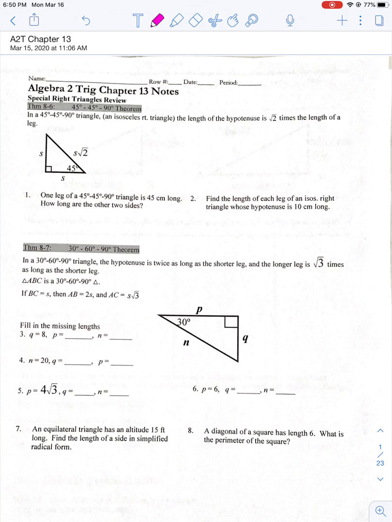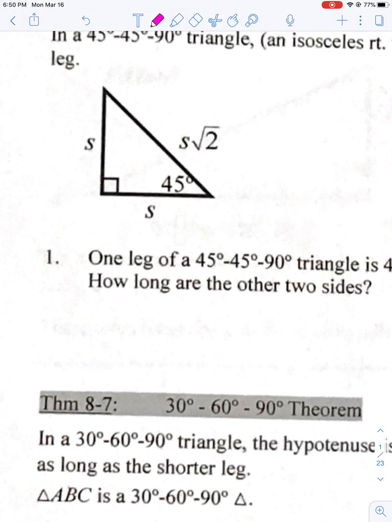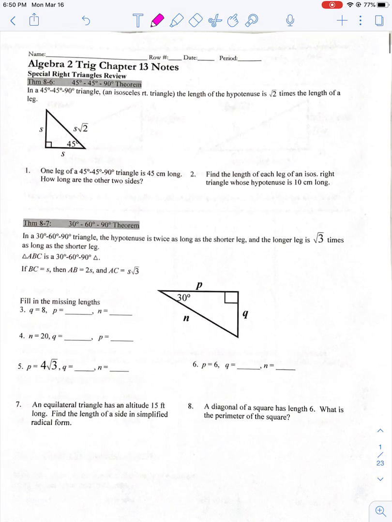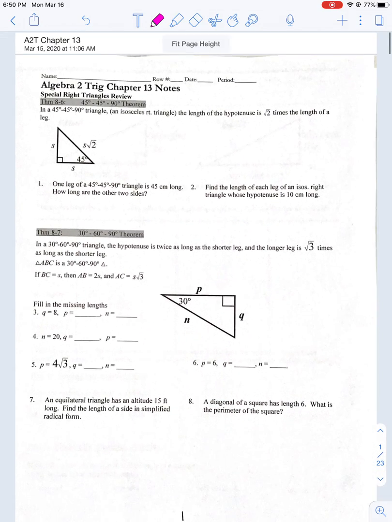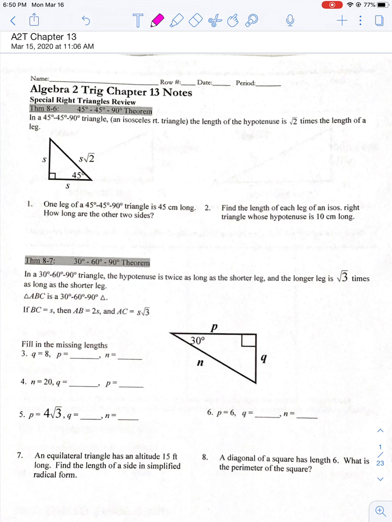So the first relationship that we're going to study today is that of a 45, 45, 90 triangle. And then we'll focus in on the 30, 60, 90 triangle, both of which we studied last year in Accelerated Geo. In the first diagram that you see here, we are given that the legs of a 45, 45, 90 triangle are congruent.